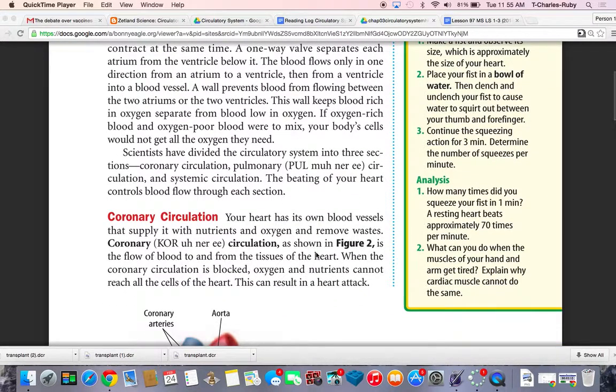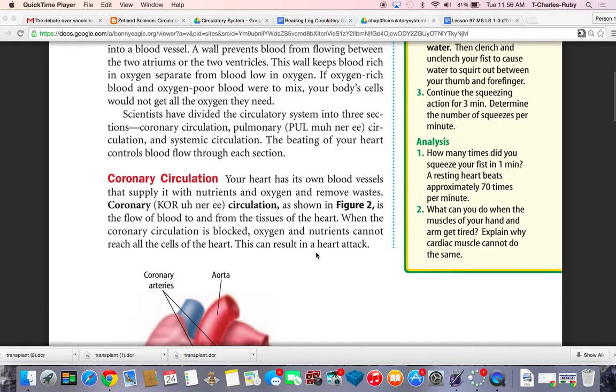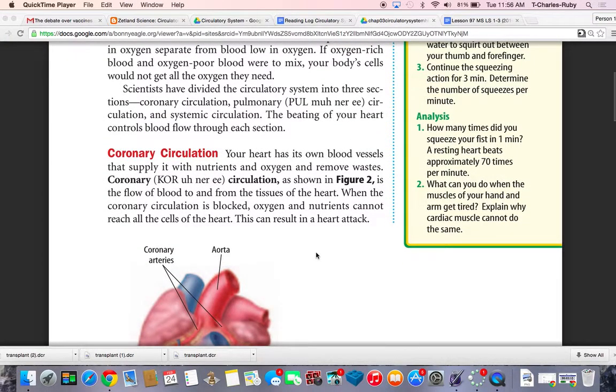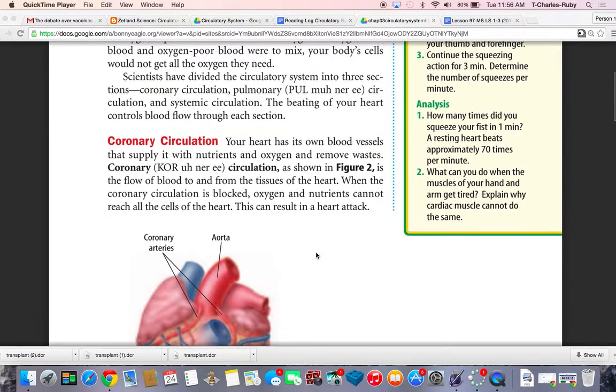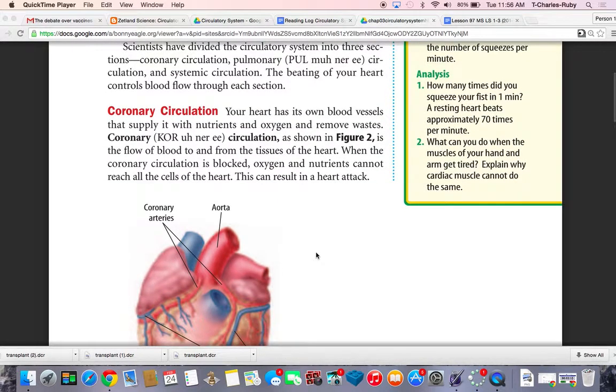Coronary circulation. Your heart has its own blood vessels that supply it with nutrients and oxygen and remove waste. Coronary circulation, as shown in Figure 2, is the flow of blood to and from tissues of the heart. When the coronary circulation is blocked, oxygen and nutrients cannot reach all the cells of the heart. This can result in a heart attack.